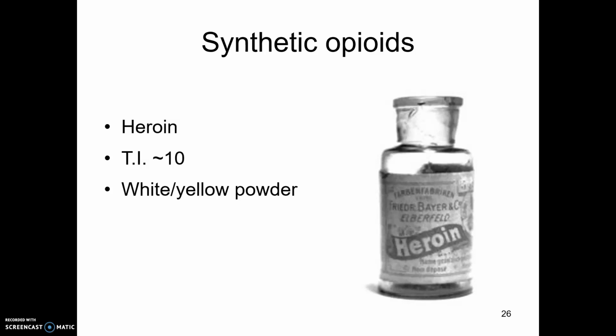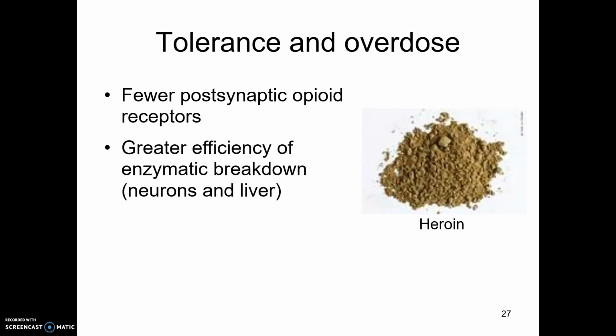The reason that it's more addictive than other opiates is because it's fat soluble. It crosses the blood-brain barrier much more quickly, and that makes it more addictive. Vicodin and OxyContin are two other types of synthetic opioids. They're not as addictive as heroin due to the way that they're administered. They're orally taken. They do not cross the blood-brain barrier as effectively.